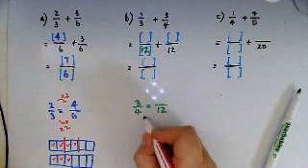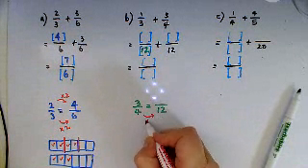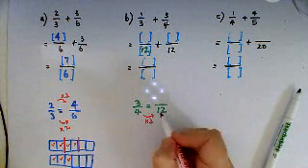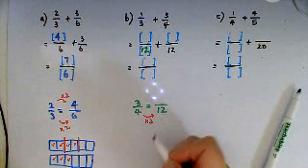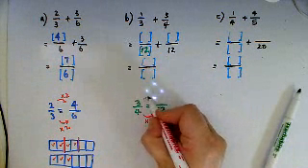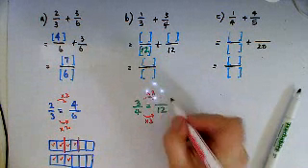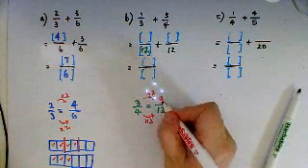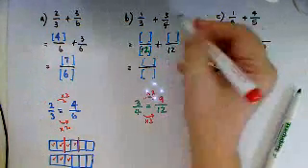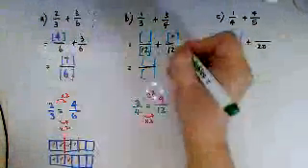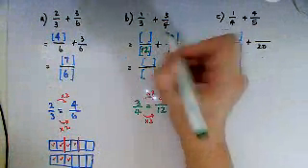So what do we do to 4 to get 12? We multiplied it by 3. We can figure that out by what's 12 divided by 4, and it's 3. So I have to multiply my numerator by 3. And 3 times 3 is 9. Okay, so this fraction here is going to be 9 over 12.